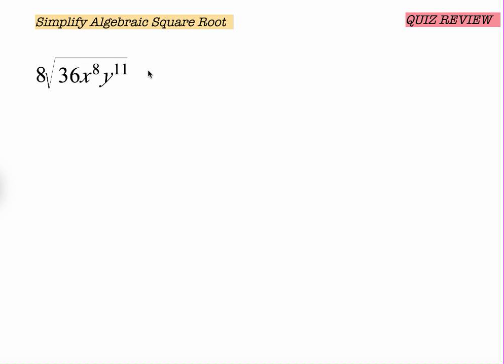Hey guys, this is a review for the assessment, or I should say quiz, that will be posted for you guys tomorrow. This is on simplifying square roots and simplifying radicals. So you might want to pause at the start, try this on your own, and then just come back and see how we approach this.